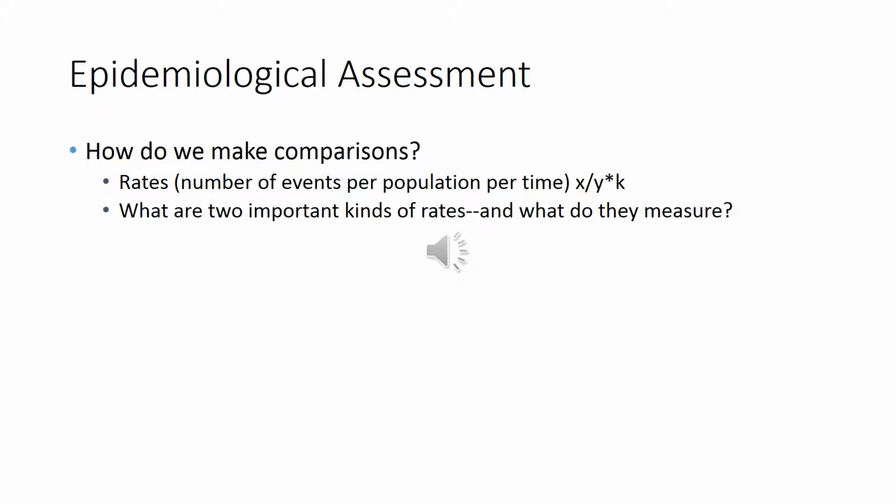So how do we make comparisons using epidemiology? Well, we generally use rates, which have to do with time, like rate of speed has to do with how fast you go, per hour. So the number of events in a population per some unit of time is how we really look at comparisons. So there are two important kinds of rates. The first kind is the incidence rate. And incidence measures the number of people who are newly infected or who are new with a disease. And then prevalence rates are how many people continue to have a disease over a period of time.